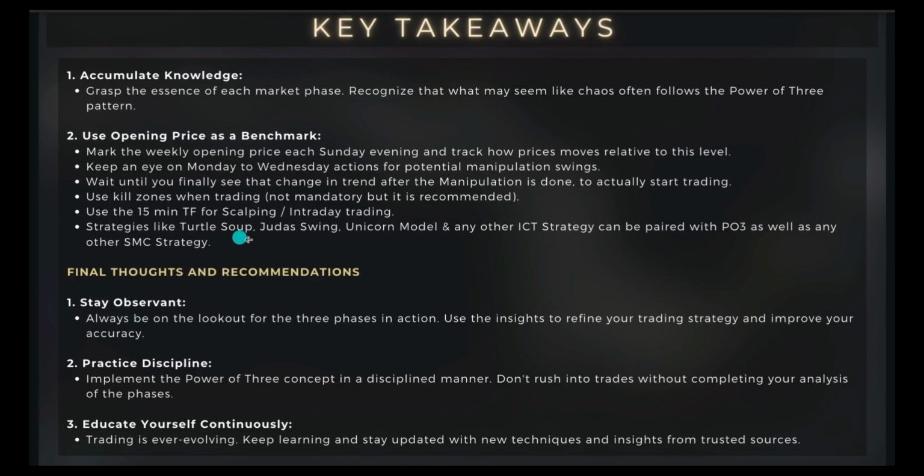Now, strategies like Turtle Soup, Judas Swing, Unicorn Model, and any other ICT strategy can be paired with Power of 3, as well as any other SMC strategy. So you guys don't have to just be restricted to ICT models when it comes to AMD. You can also use any other model or any other strategy based off of SMC. You can even use supply and demand.